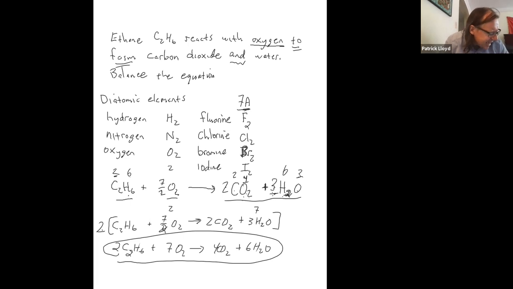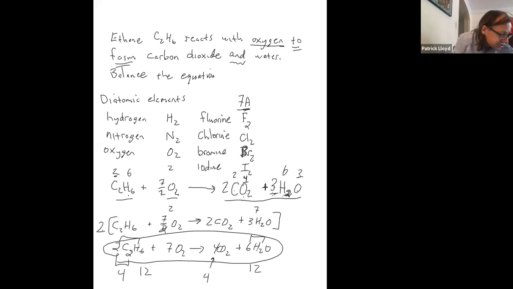If it turns out that you had to make it a third, like if it was 7/3, then you just multiply everything by 3. And keep in mind, since you're multiplying everything by the same number, in this case 2, it's still going to be balanced at the end. It was balanced, it's still balanced. You can check it. 2 times 2 is 4, so there's 4 carbons. There's 4 carbons. 2 times 6 is 12, so there's 12 hydrogens. 6 times 2 is 12, so there's 12 hydrogens.